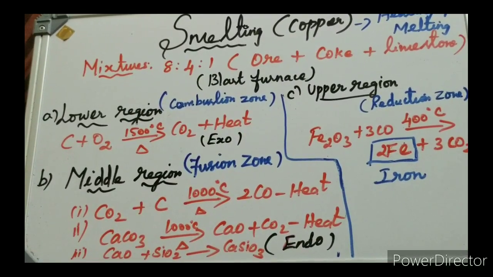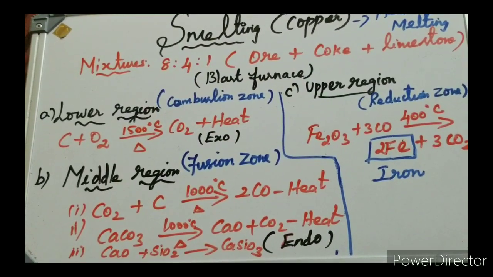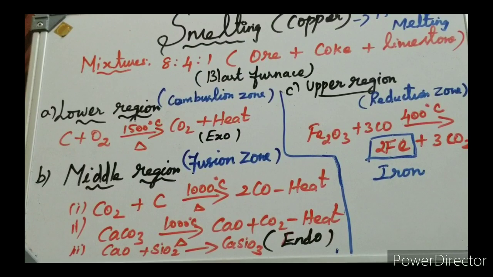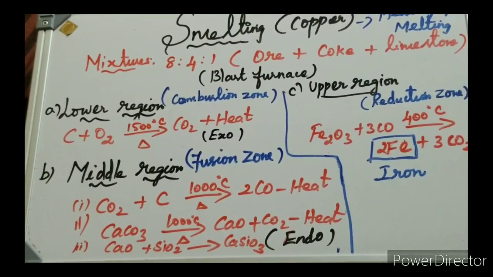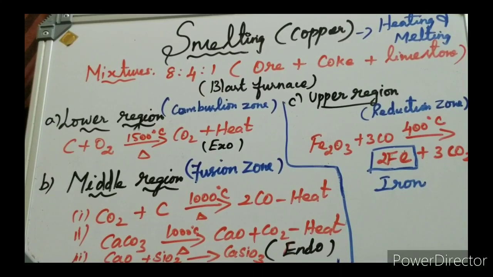Finally, the calcium oxide reacts with silica. Silica is nothing but sand particles. Both of them react together to form calcium silicate. The calcium silicate is removed as slag. It is like a waste, and it is removed as slag. So these types of reactions happen in the middle region.